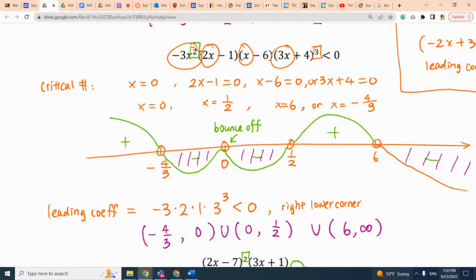Okay, and we're looking for less than 0, which is these pieces. So, okay, the person is right here, -4/3. Do we break it? Yes. Yeah, because this one is missing. So the answer is negative infinity to -4/3, parenthesis, union, 0, 1/2, parenthesis, union, 6 to infinity.